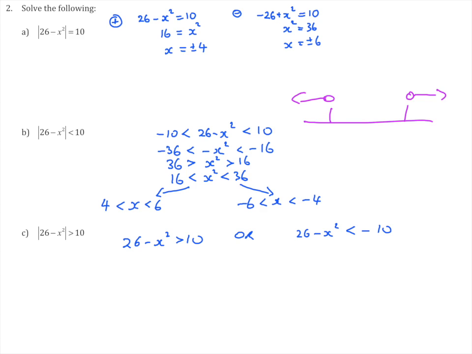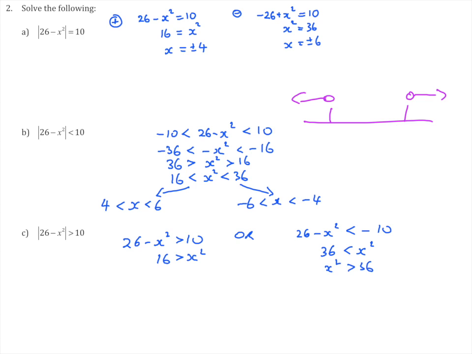This one here, if I rearrange it, adding 10 to both sides and x squared to both sides, you get x squared is less than 16, and on this one here I'm going to add x squared, so I'll get 36 is less than x squared, or x squared is greater than 36.